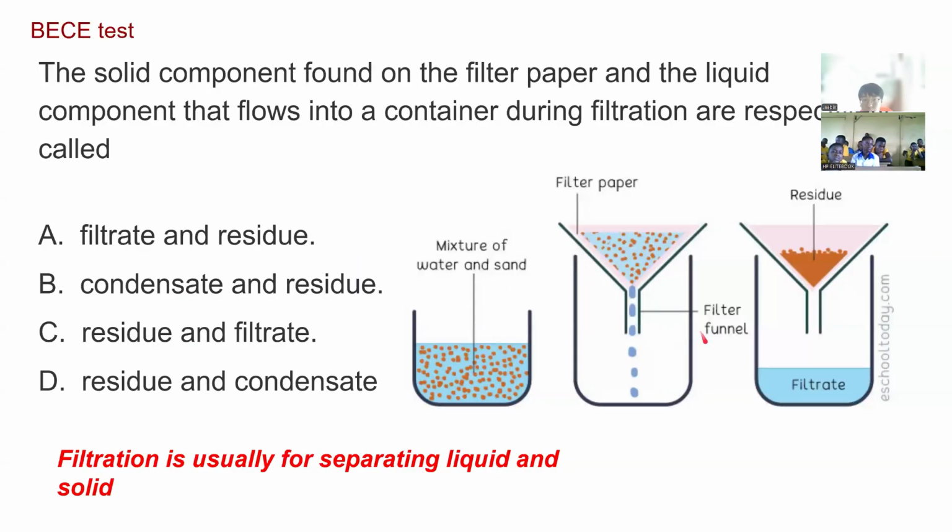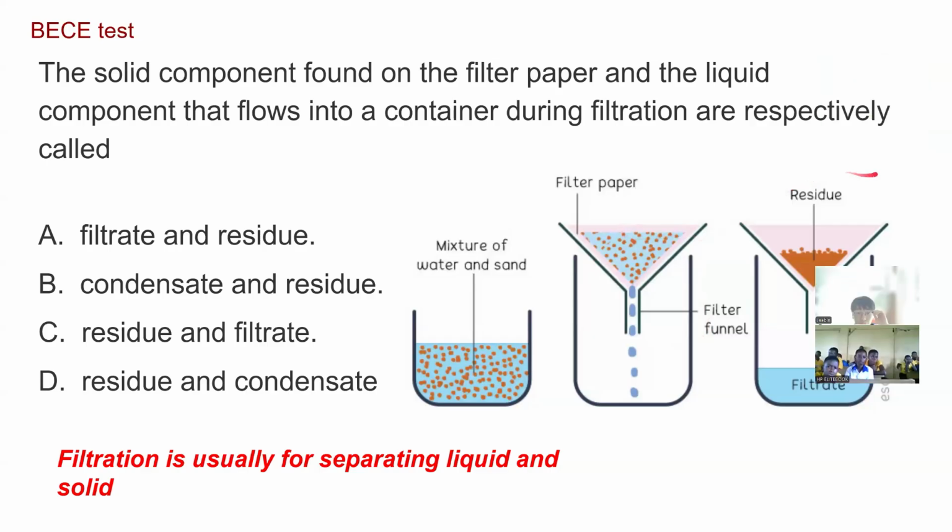So let's look at an example question to see if you guys understood the filtration method. The solid component found on the filter paper and the liquid component that flows into a container during filtration are respectively called. So here it is asking about solid components and liquid components. What are they called again? Do you guys remember?